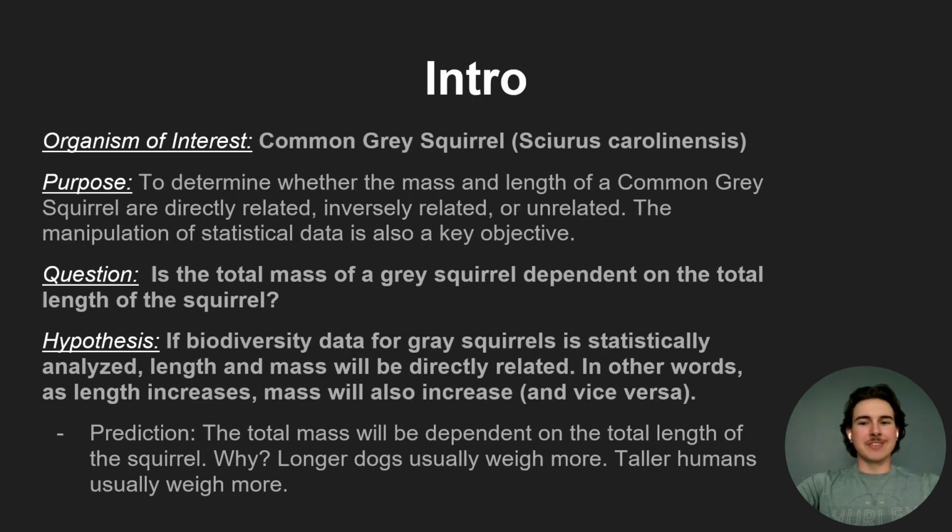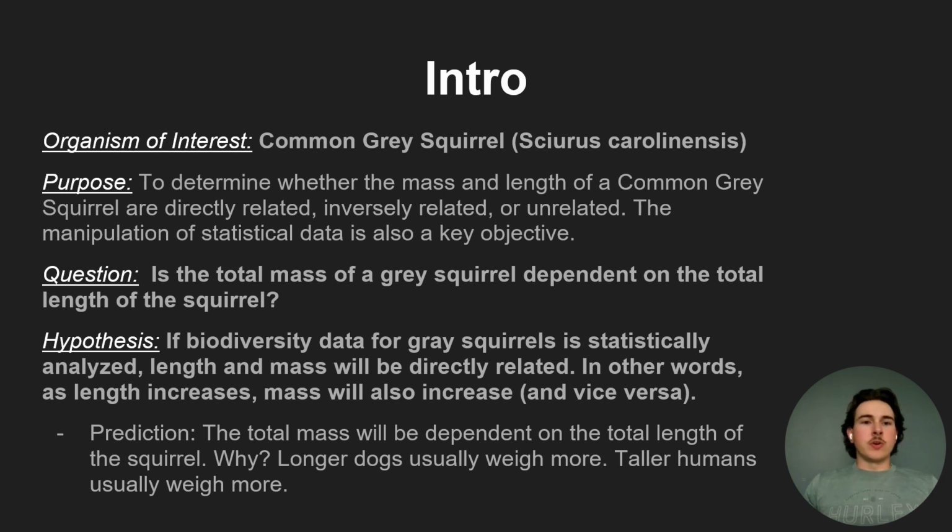All right, this is my intro. So the organism of interest, as I said before, was the common gray squirrel, scientific name Sciurus carolinensis. I probably didn't say that right. But the main purpose was to determine whether the mass and length of a common gray squirrel are directly related, inversely related, or completely unrelated. And one of the key objectives was to manipulate raw statistical data and put that into a format that is able to be manipulated and conclusions are able to be drawn from that.